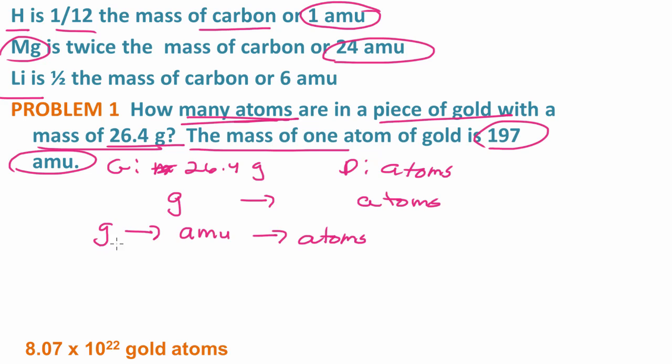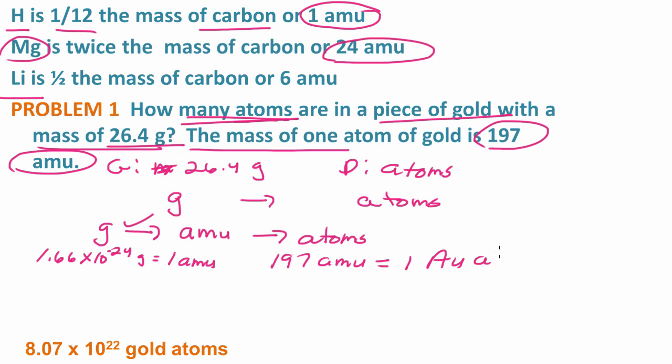So how do I go from grams to atomic mass units? Well, what do I know? I know that 1.66 times 10 to the negative 24 grams equals 1 atomic mass unit. So that's good. So how do I go from atomic mass units to atoms? I know that from the problem, 197 atomic mass units is equal to 1 gold atom. This is the symbol for gold. So I'm all set to go. I can make 2 conversion factors for each one of these equivalences.